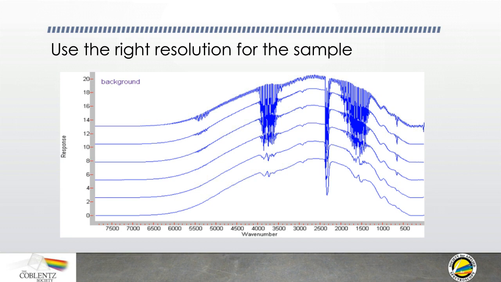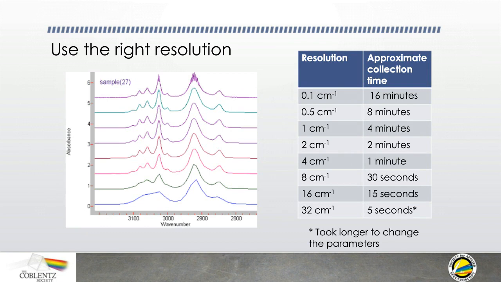And if we look at this set of single beams, this was collected at about 32 wave numbers, 16, 8, 4, I think this was 1, 2, or 1.5. You can see as we're collecting data at higher and higher resolution, you're starting to introduce noise. That's expected. But the thing that isn't always recognized is when you collect higher and higher resolution data, each individual scan is taking more and more time.